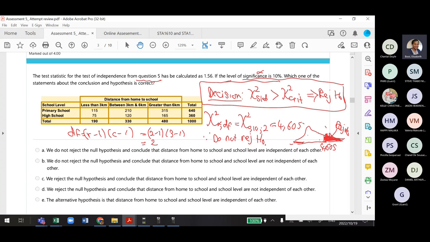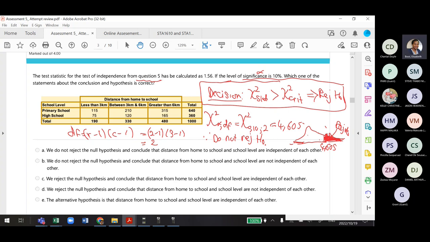Okay, which one of the statements is correct? So we're looking for the correct statement. I've already given you some of the things that you need. Statement number A says we do not reject the null hypothesis, and we can conclude that the distance from school and school level are independent of each other.